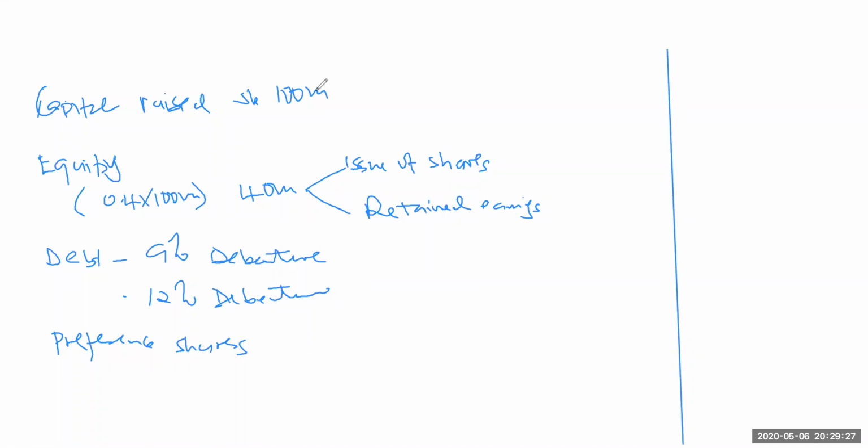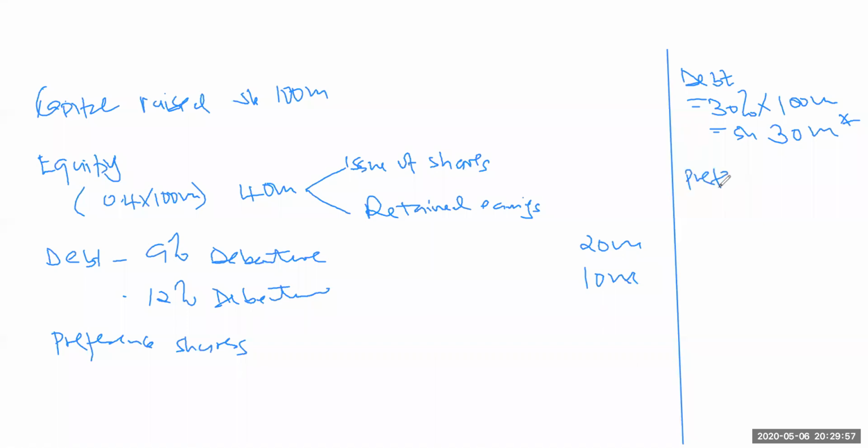From equity I've done already. From debt, we can say it will be 30% of 100 million, to give us 30 million. From the 9% debenture, you first raise from the 9% before you go to 12%. The maximum from 9%, I think we just got 20 million. The balance, 30 minus 20, which is 10 million, will be from the 12% debenture, the more expensive one. Preference shares remain the same, 30% times 100 million to give us 30 million.